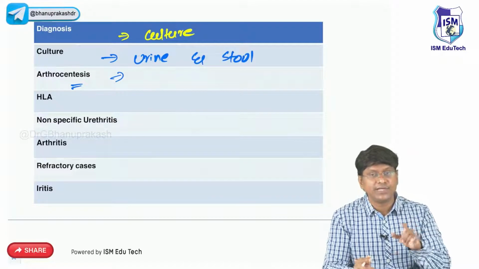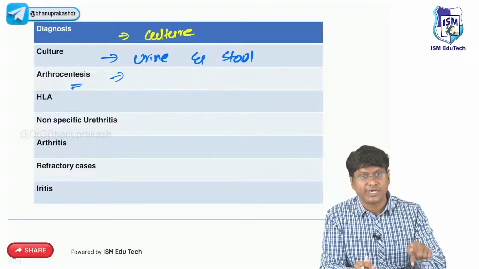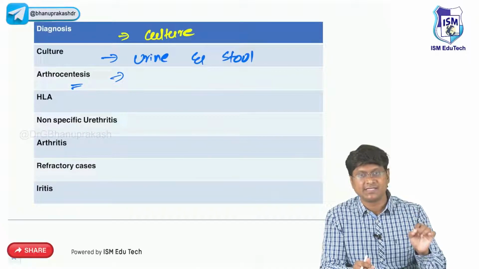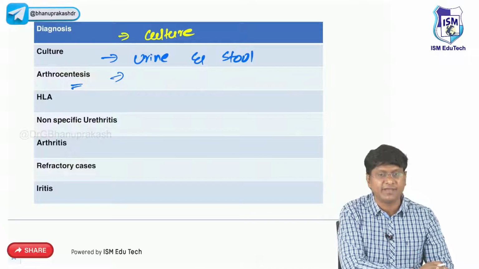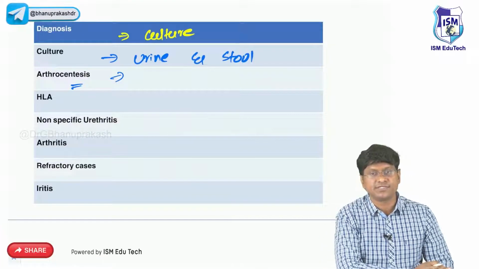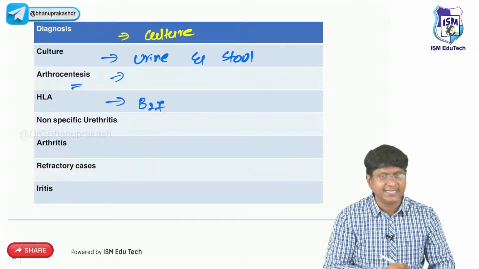And next is arthrocentesis. Why are you doing arthrocentesis? Because these individuals have involvement of the lower limb joints, right? There is arthritis. So within the lower limb joint, on synovial fluid analysis, you can have the presence of inflammatory substances. That means the WBCs can be around 5,000 to 50,000 cells per cubic millimeter. And what is the genetic marker? That will be HLA-B27.